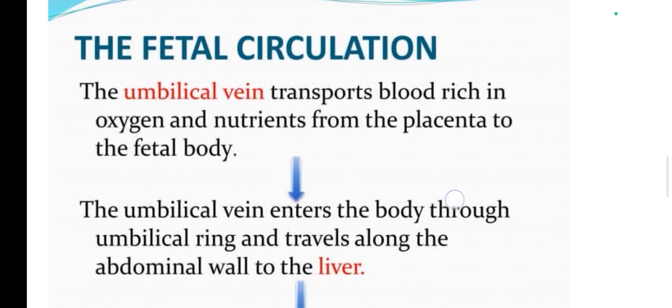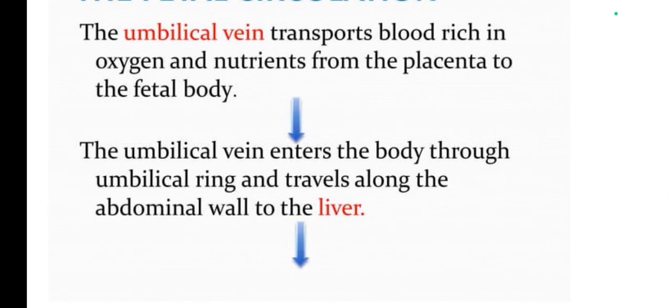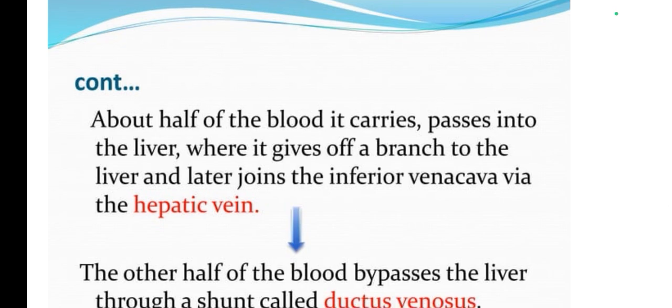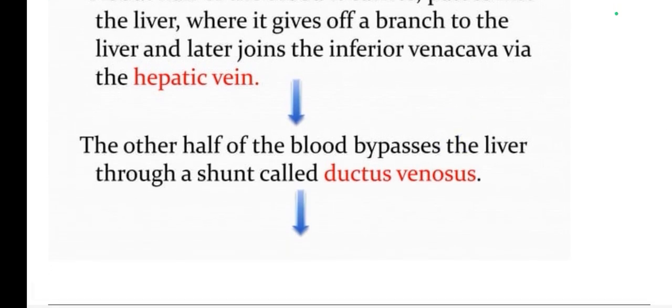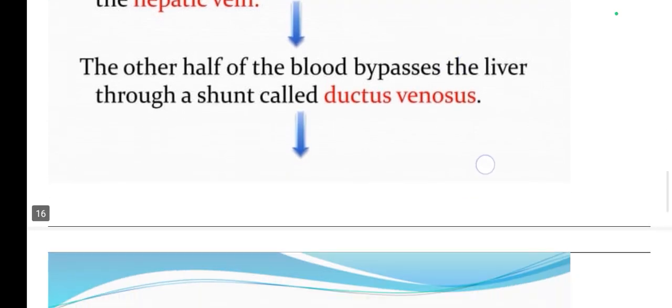Third is the fetal circulation. Now, the umbilical vein transports blood rich in oxygen and nutrients from the placenta to the fetal body. The umbilical vein enters the body through the umbilical ring and travels along the abdominal wall to the liver. About half of the blood passes into the liver, where it gives off a branch to the liver and later joins the inferior vena cava via the hepatic vein. The other half of the blood bypasses the liver through a shunt called the ductus venosus.